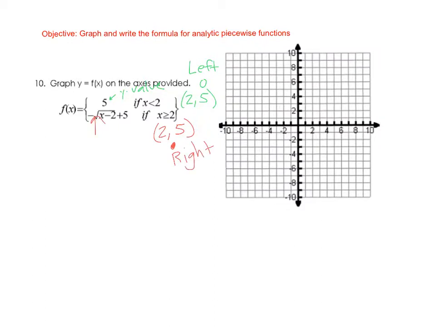So what does that tell us about our square root? It's going to be upside down. Okay. All right, so I'm going to go to 2, 5. And it's just a horizontal line going to the left.